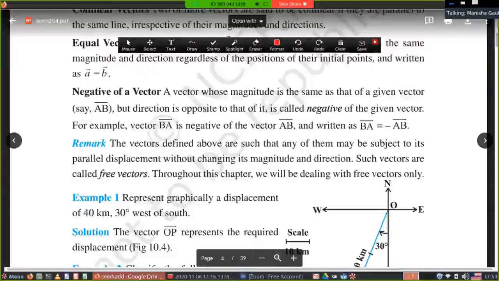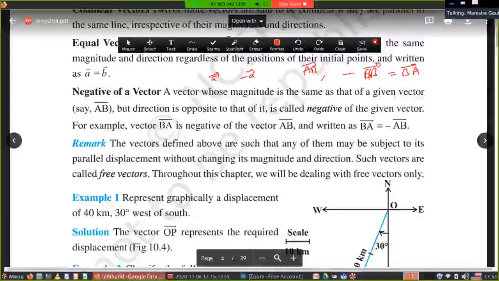A negative vector means a vector whose magnitude is the same but whose direction is opposite to the given vector. Suppose a vector A is given; if its direction is opposite, it will be minus of A. If it is AB, you can write it as minus of AB, or negative of AB, or you can say it is BA, like this.